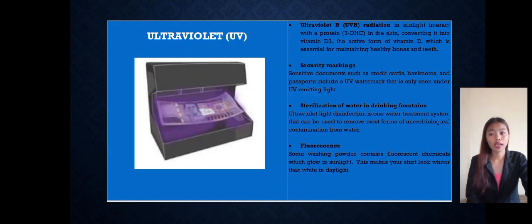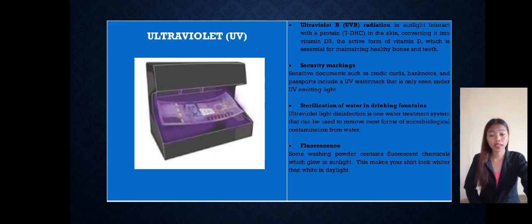And for the ultraviolet practical application, we have the ultraviolet B or the UVB radiation in the sunlight interacting with a protein 7-DHC in the skin, converting into vitamin D3, the active form of vitamin D, which is essential for maintaining healthy bones and teeth.